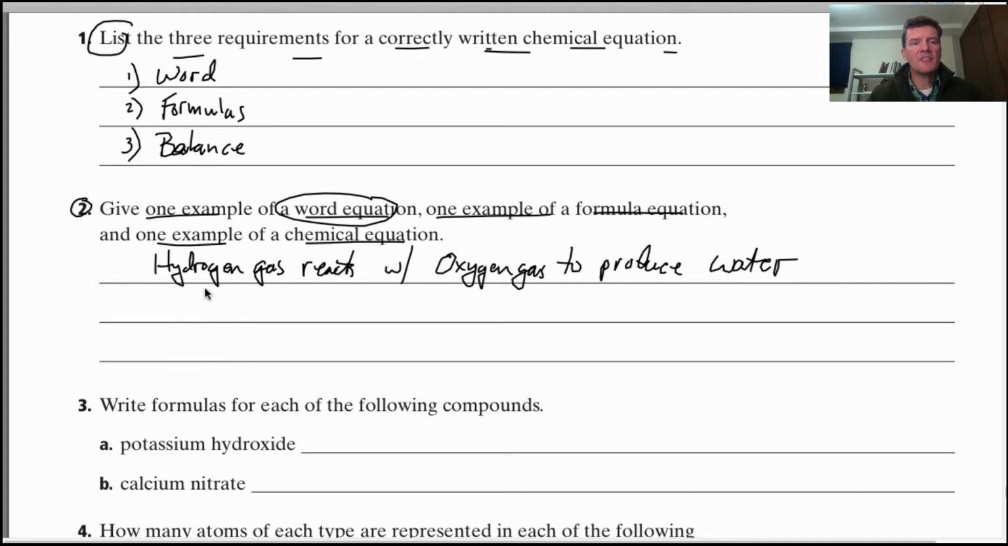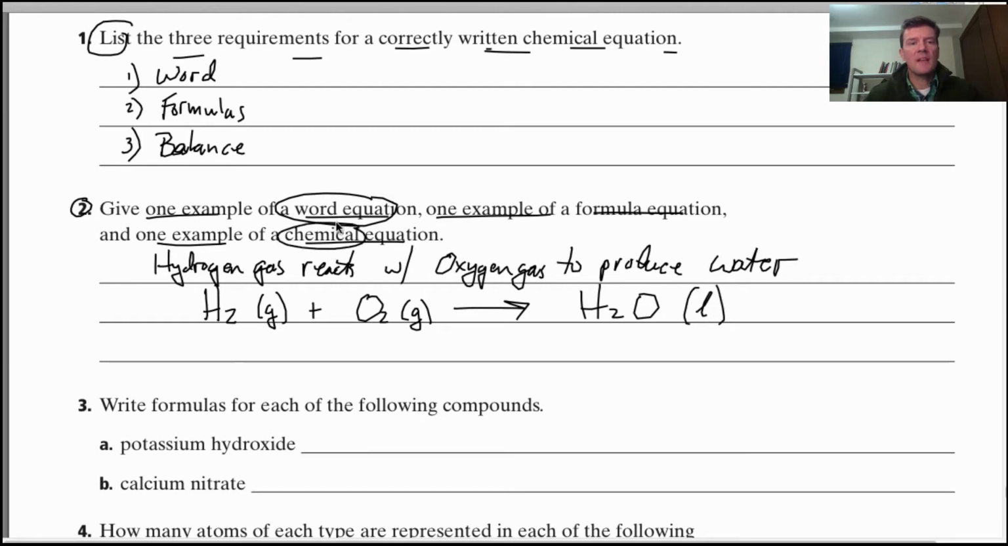Our formula for hydrogen gas, if you remember, is diatomic. So it's H2, we put a G there. Our formula for oxygen is O2, it is also diatomic. We put a G there for gas. And it's going to produce water. Water is H2O. Okay? And that probably would be a liquid.